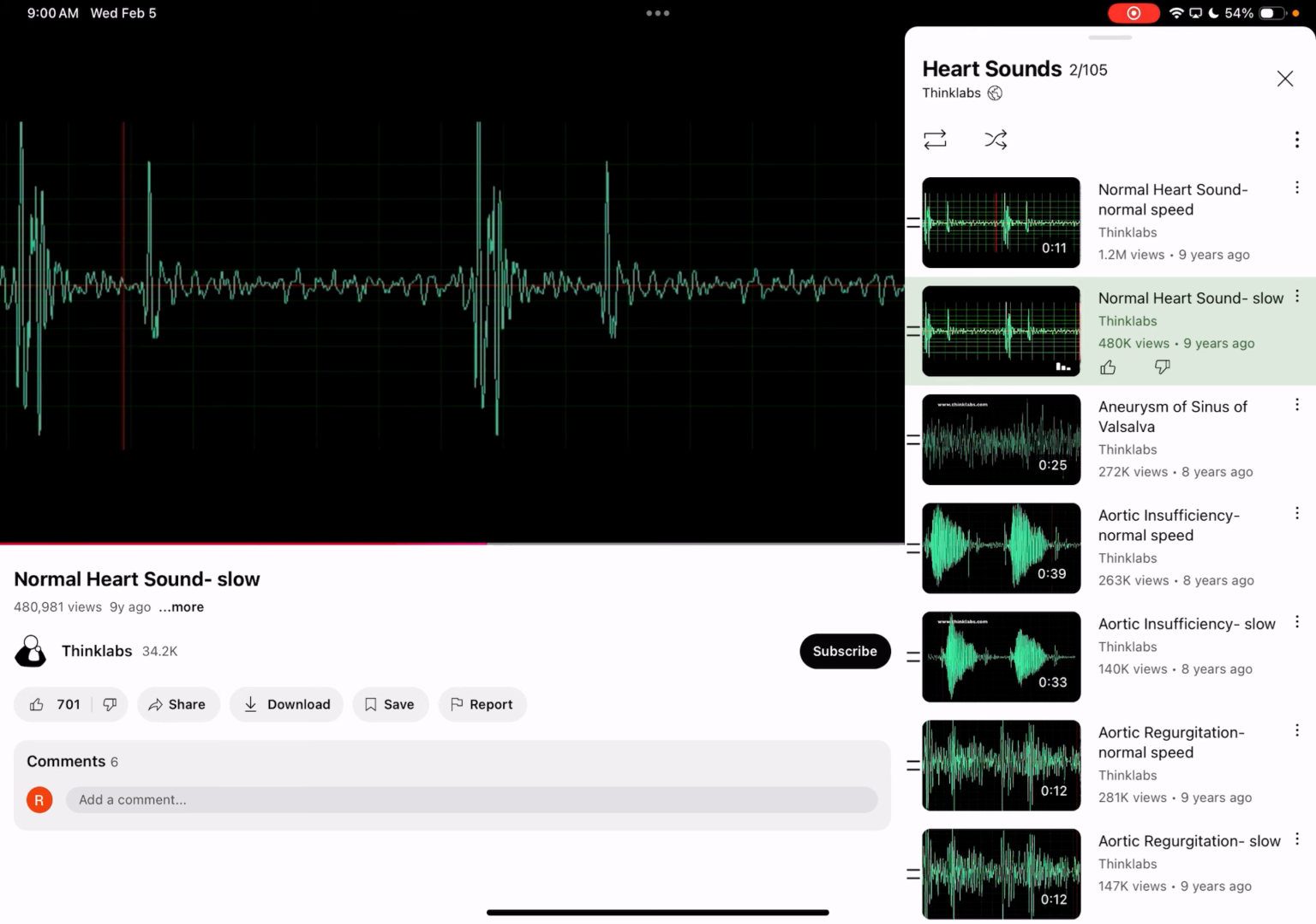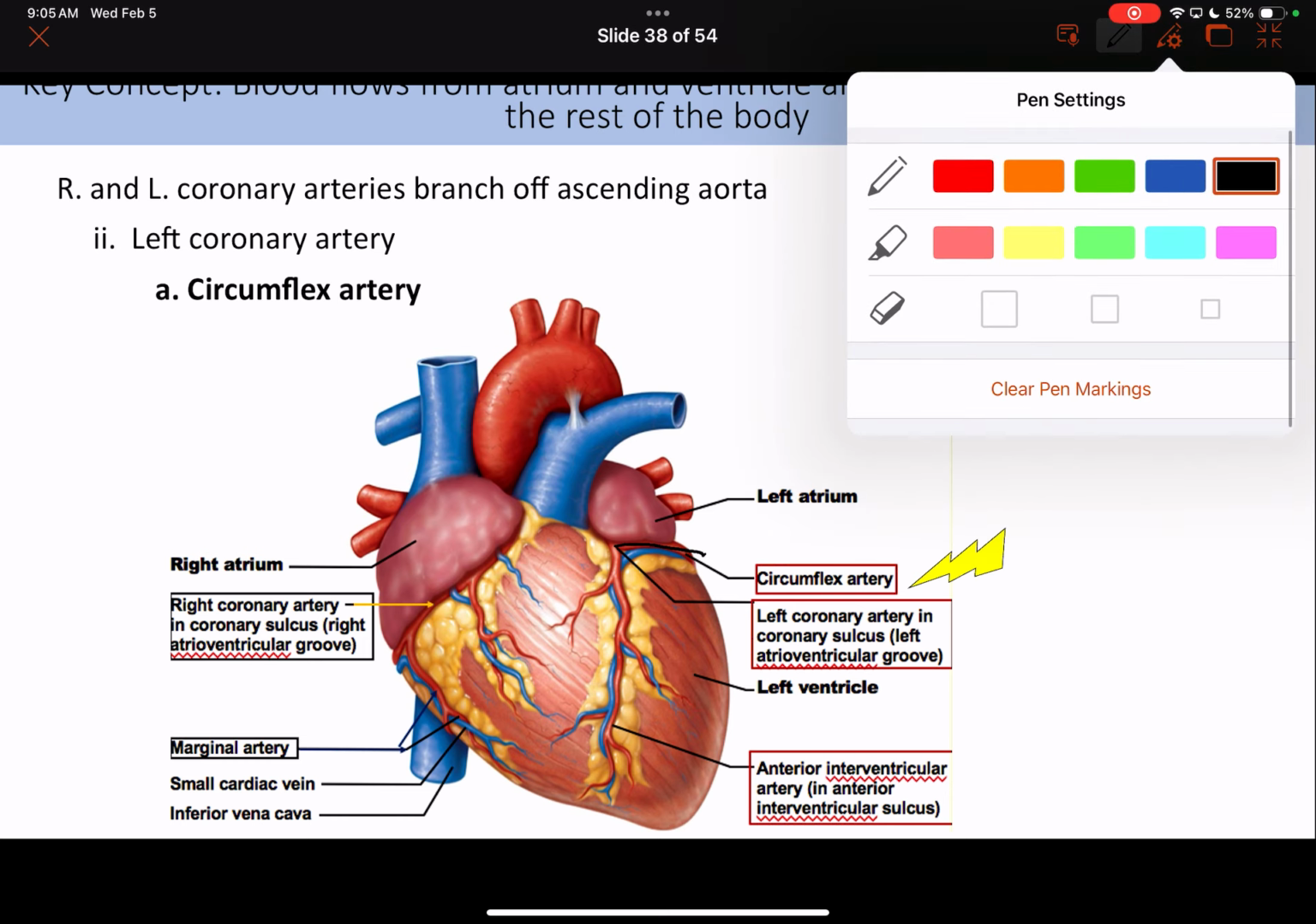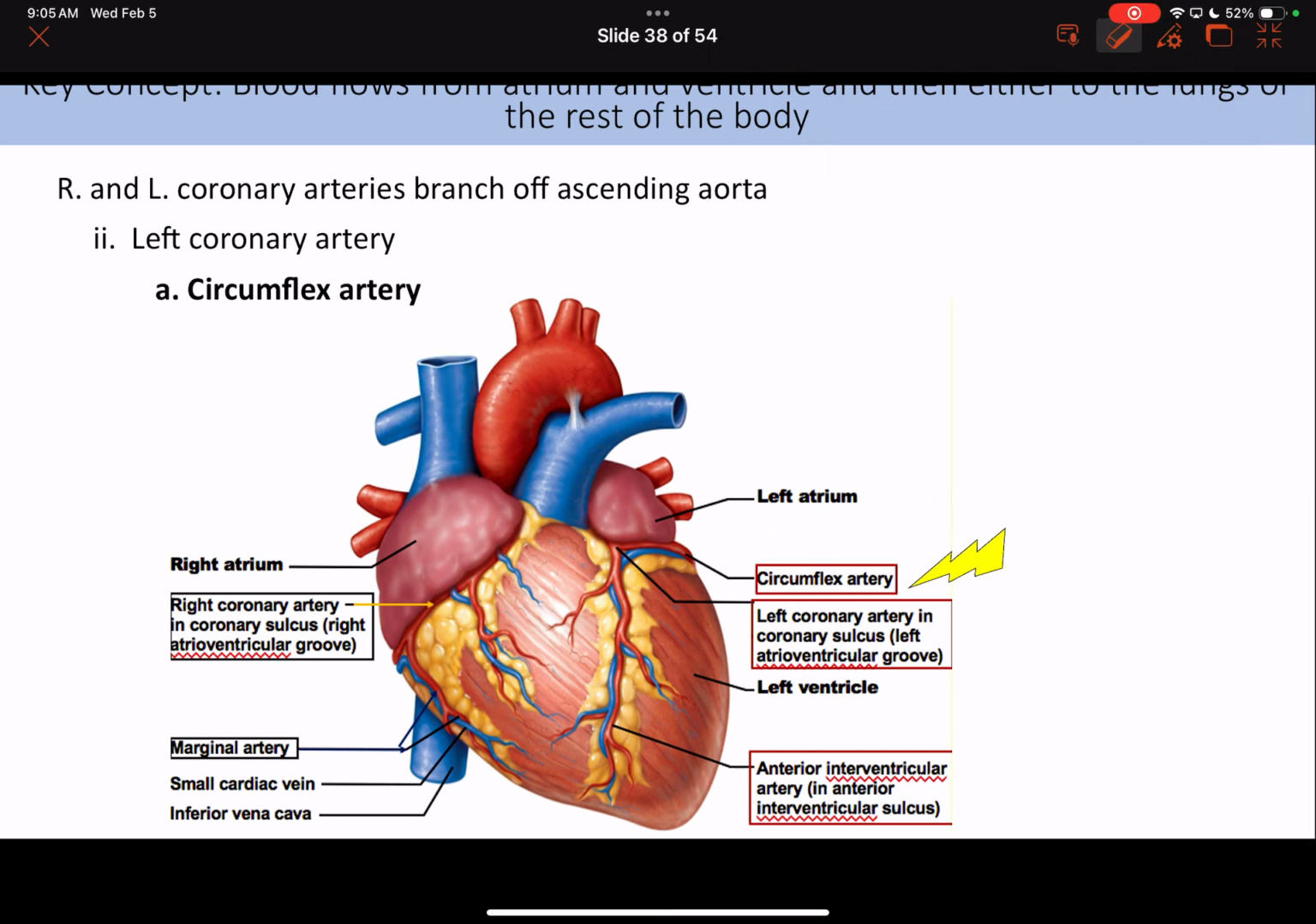The first coronary artery off the left coronary artery is what we call the circumflex artery. The circumflex artery is this one right here that wraps around to the back of the heart. The way that I remember the circumflex artery, I think of the circumference of a circle. It's going to round around the back. The circumflex rounds around the back.